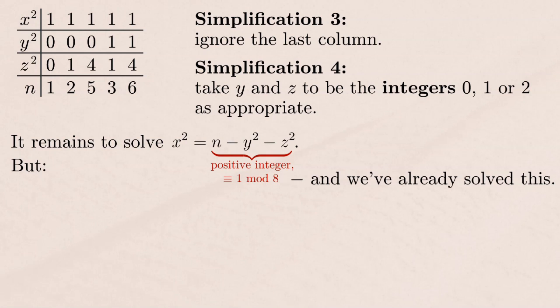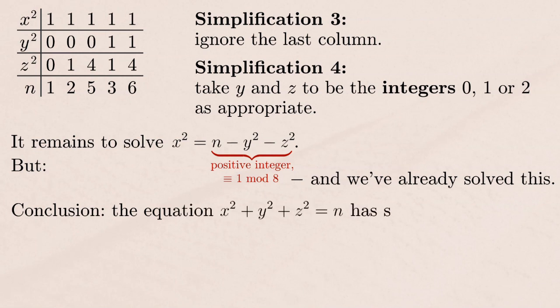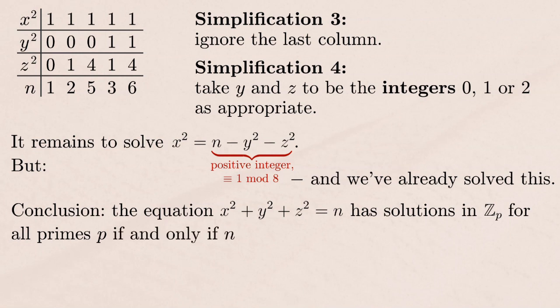So finally, here's our conclusion. If n is a positive integer, then x squared plus y squared plus z squared equals n has solutions in Zp for all primes p. That is, n is the sum of 3 p-adic squares for all primes p, if and only if n is not a bunch of 4s times something that is 7 mod 8.